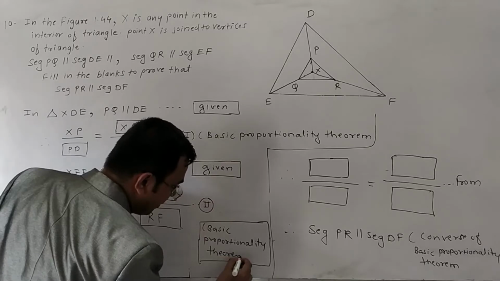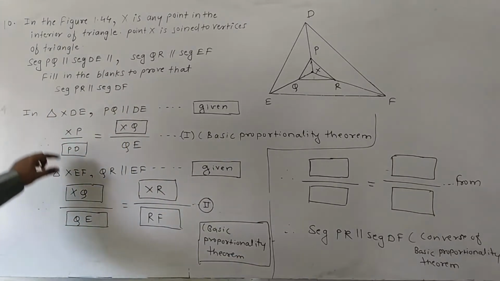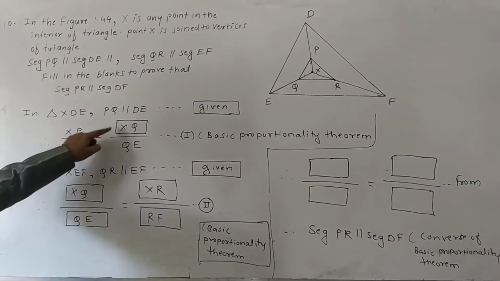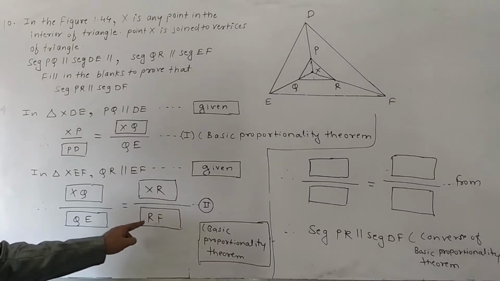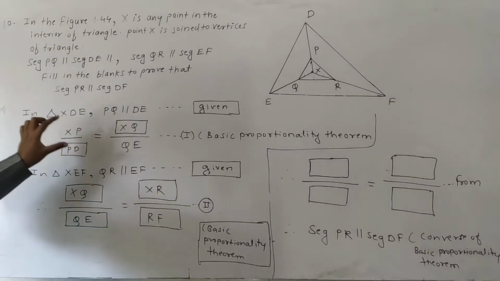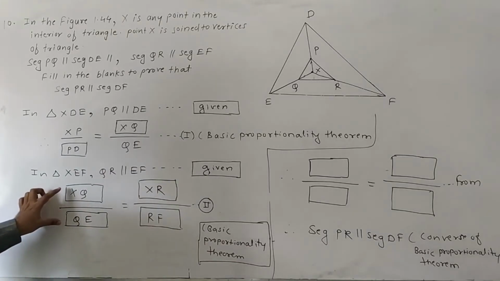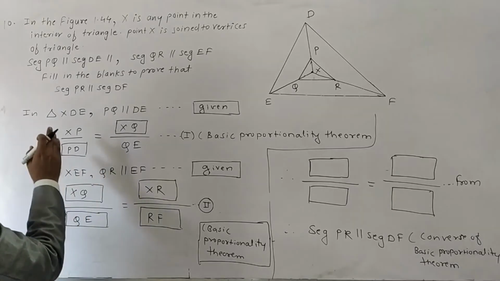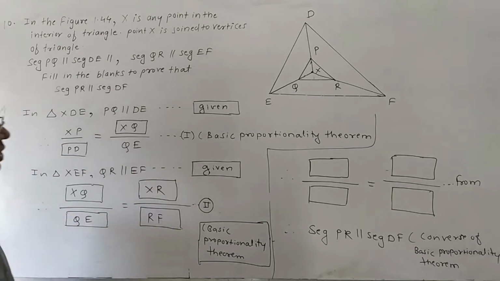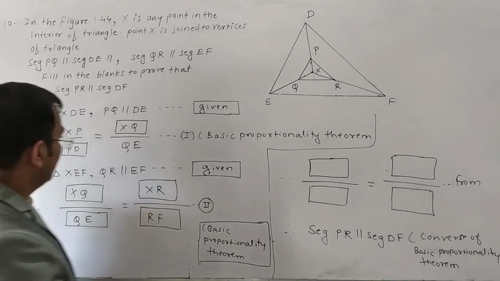By basic proportionality theorem. So you can write this from 1 and 2. Here XP upon PD is equal to XQ upon QV, and XQ upon QV is equal to XR upon RF. So this right hand side of equation 1 is equal to the left hand side of equation 2. These two are equal. So from 1 and 2 we can say that these two are equal to each other. So XP upon PD is equal to XR upon RF.